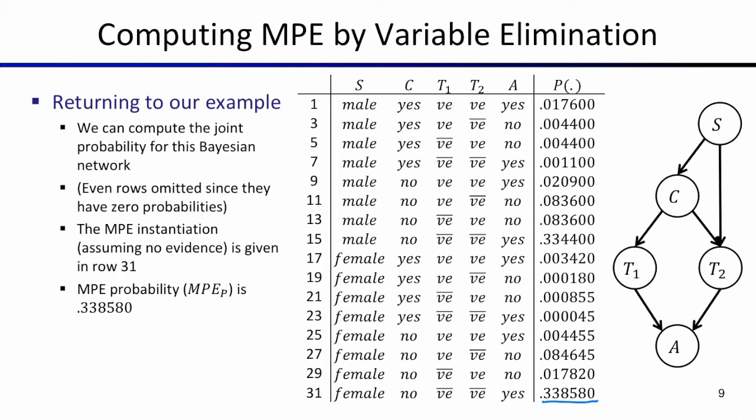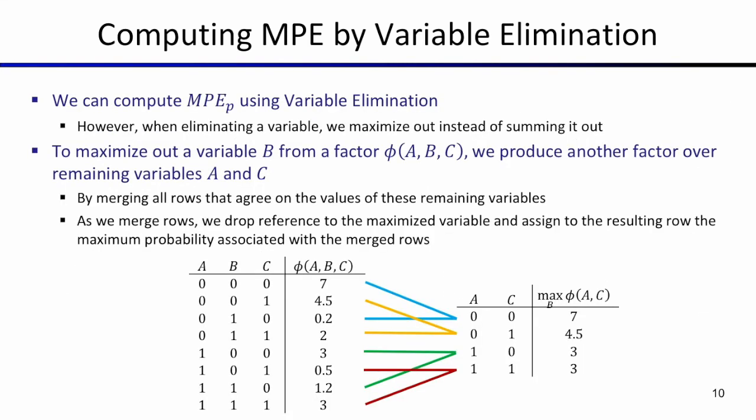And the MPE assignment, in this case, we are assuming no evidence at all, right? So we are considering all variables. And the MPE assignment is this one. It's female, no for the condition, and the two tests are negative, and yes, indicating that the two tests have the same outcome. So in order to compute MPE and MAP queries, we need a new operation over factors.